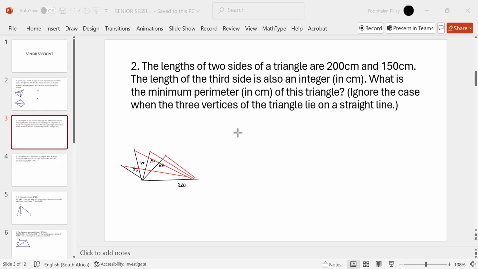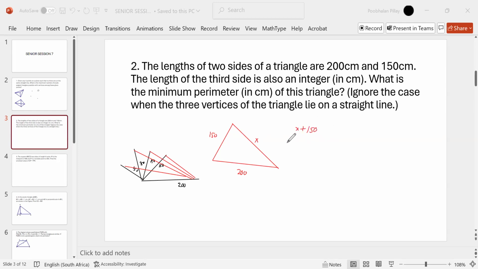It doesn't look easy, but there's a very important thing which we have discussed before. I can't remember all the things that I had discussed, but I'm sure we had discussed this: the sum of two sides of a triangle is always greater than the third side. So you've got a 200 and a 150, and say the third side is x. These third sides are the red lines here.